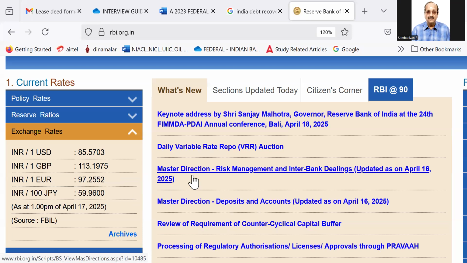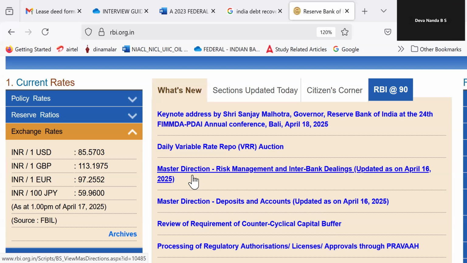Good. Continue. INR to 1 GBP, it's 113.19. INR to 1 euro is 97 point. What is GBP? Great Britain pound sterling. Great Britain means what? London is the capital of Britain.